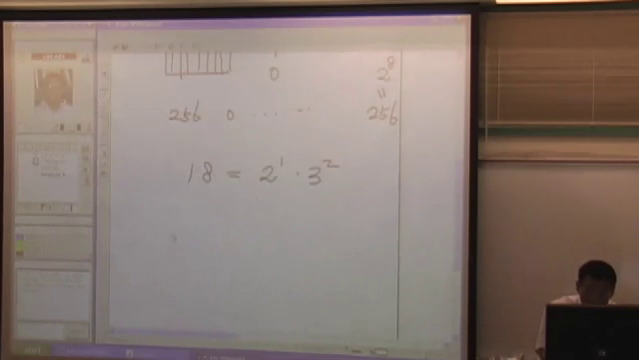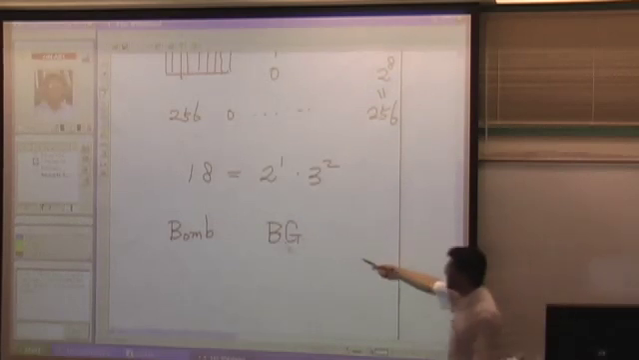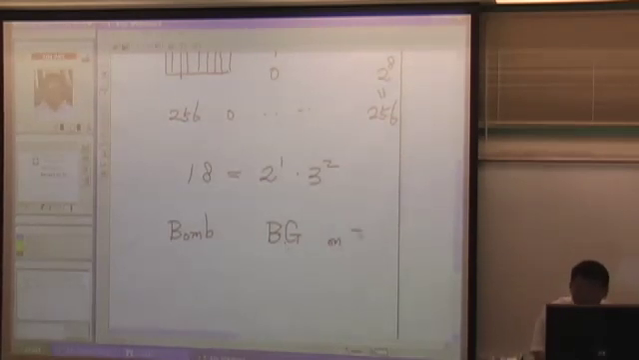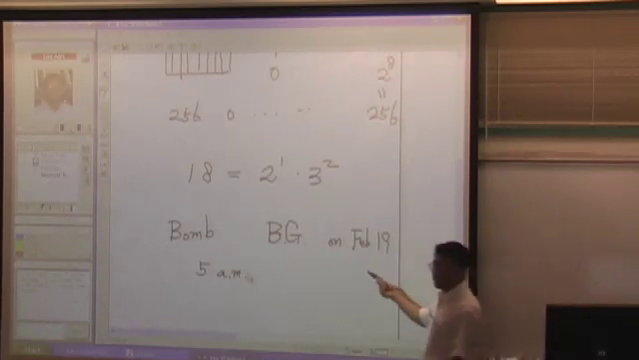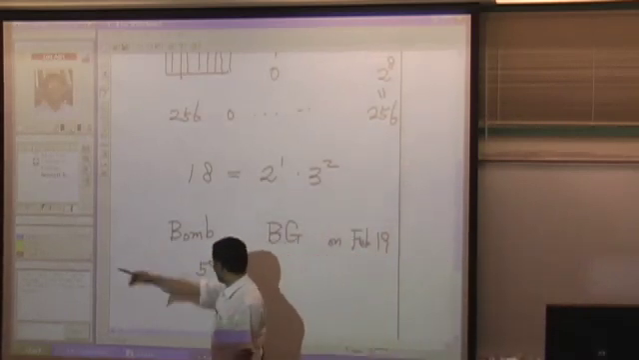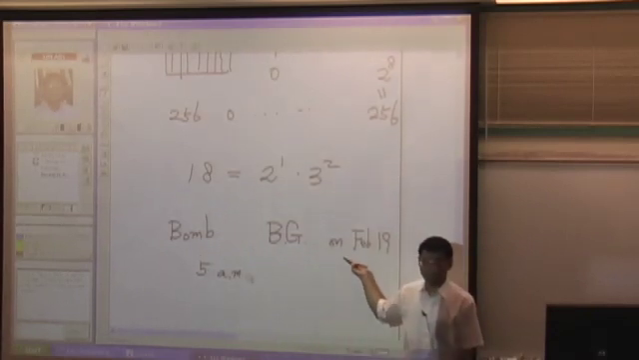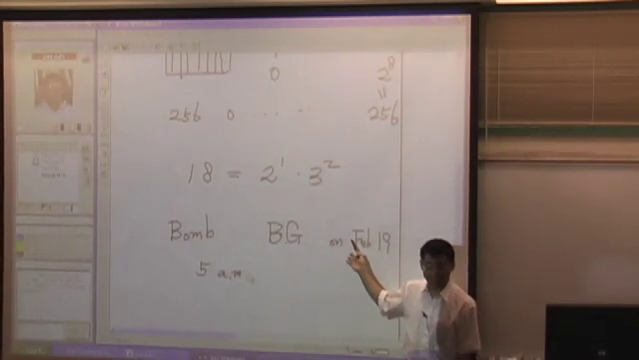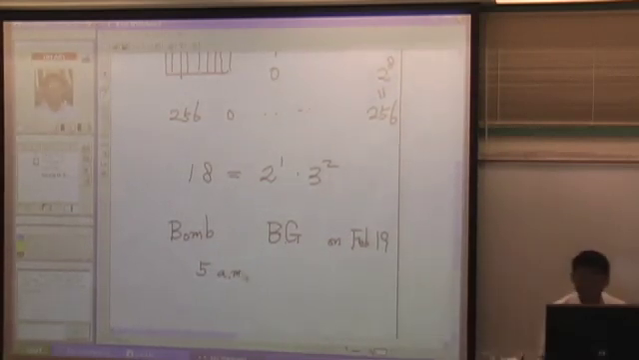Once you want to send your message, like bomb, so BG, I will not specify the city name, right? BG on February 19th, 5 a.m. So assume that you want to send this message to the appropriate person. If you send it, someone may intercept and catch it, but you want to scramble it, right? Then you convert these things to numbers, right?